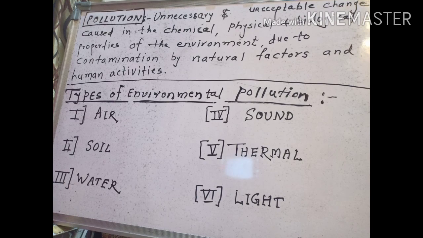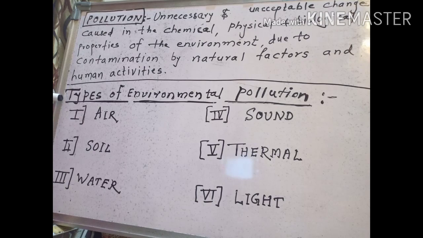The constitution of the atmosphere is carbon dioxide, oxygen, nitrogen. You may have some other gaseous elements which are toxic to human beings being released in the atmosphere. So that causes a change in the chemical property of the environment. So all these changes caused in the physical, chemical or biological properties of the environment due to contamination are collectively called pollution, and it can be caused by natural factors as well as human activities.